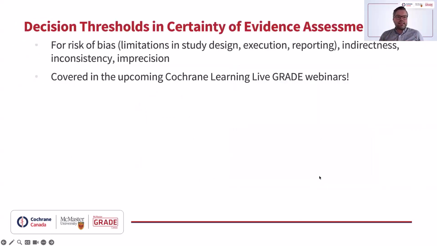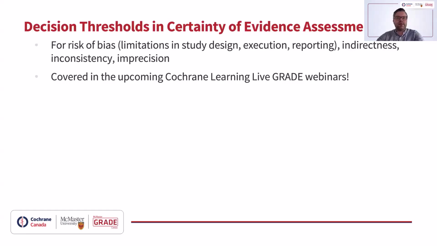Here, you can start to see that the decision thresholds have a large role in determining the certainty of evidence. For risk of bias, which is also referred to as limitations of study design, execution, and reporting, and for indirectness, inconsistency, and precision, these will be covered in the upcoming Cochrane Learning Live GRADE webinars. So for today, we won't go into the detail of how we rate imprecision, for example, applying the decision thresholds, or how we rate inconsistency and indirectness.